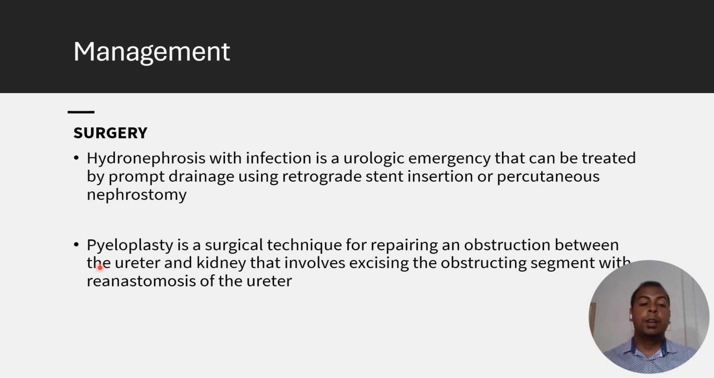Another thing that could be done is pyeloplasty, a surgical technique for repairing an obstruction between the ureter and the kidney that involves excising the obstructing segment with reanastomosis of the ureter, especially if patients have ureter strictures. This is an ideal surgical procedure for those patients.